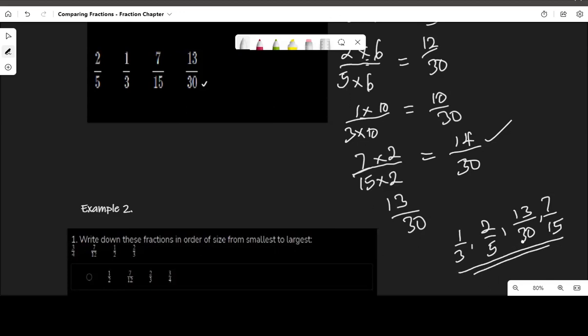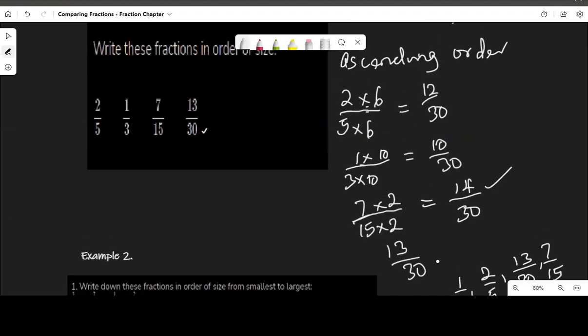If we are doing it in descending order, that means we need to reverse the order. This should come first, followed by this, and lastly this. That will be in descending order. But in this case here, this is ascending order. Okay, so aside from this, I'm going to use the two methods.